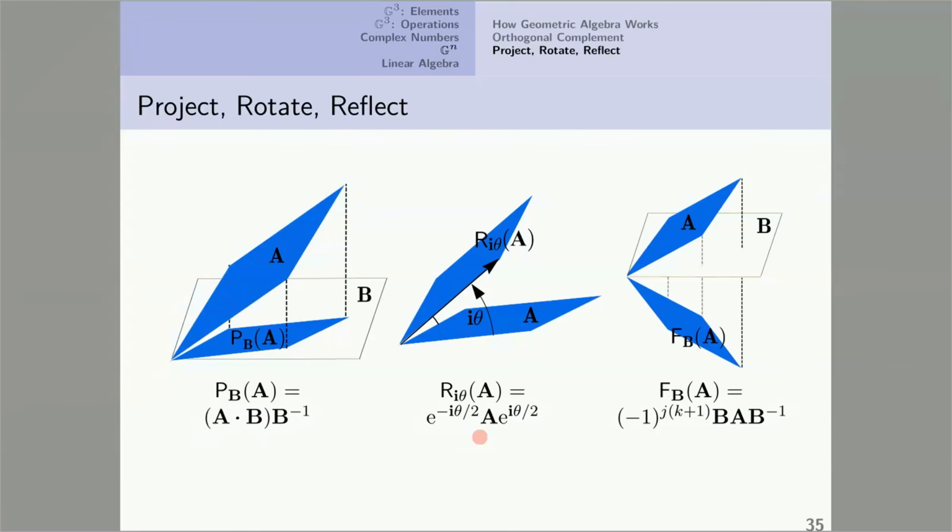And last, we'll start with A and reflect it in B, obtaining the reflection in B of A. Here's the formula. J and k are the dimensions of A and B. Notice that all of the formulas are linear transformations of A in Gn. Just look at the formulas.